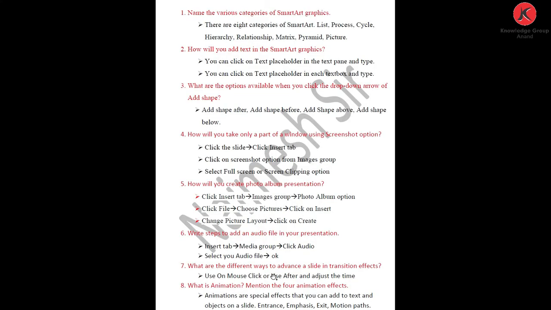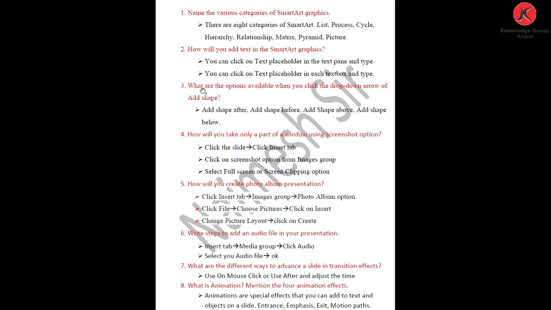What is motion path in PowerPoint? So it is a path to move items on the slide. Now question answer. Name the various categories of smart art. So there are 8 categories: list, process, cycle, hierarchy, relationship, matrix, pyramid, and picture. How will you add text in smart art graphics? For this you can click on the text placeholder in the text pane and type. And second way, you can click on the text placeholder in each text box and type.